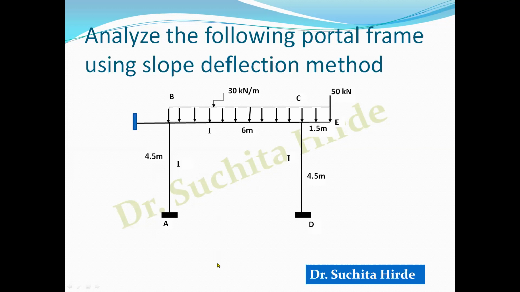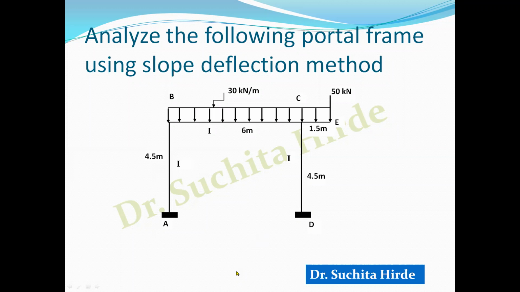So first important step is identify whether the given frame is symmetrical or unsymmetrical. If the frame is unsymmetrical, then in equation of slope deflection, you have to take delta as unknown and delta is to be taken only in column equation and not in beam equation. So let us solve one unsymmetrical portal frame using slope deflection method. Now we will discuss the step-by-step procedure to analyze this unsymmetrical portal frame using slope deflection method.